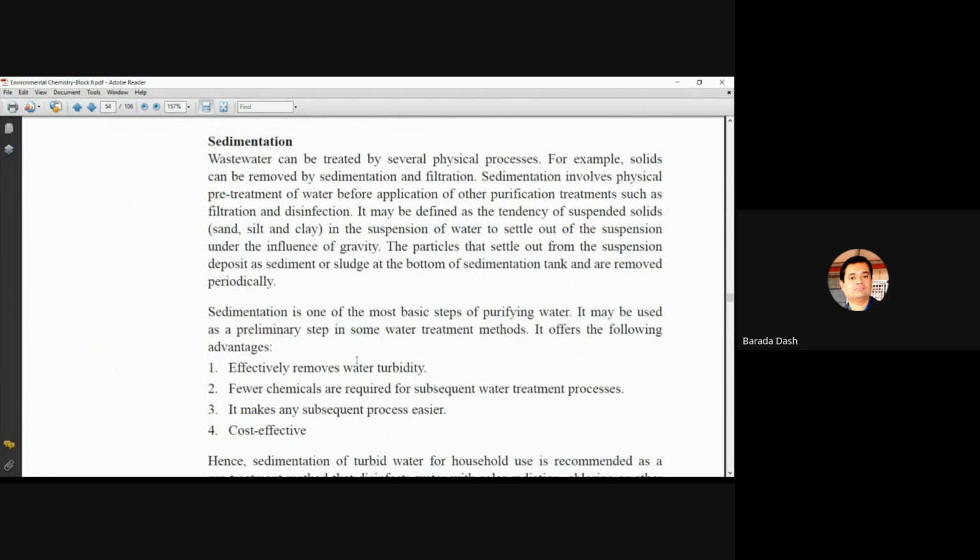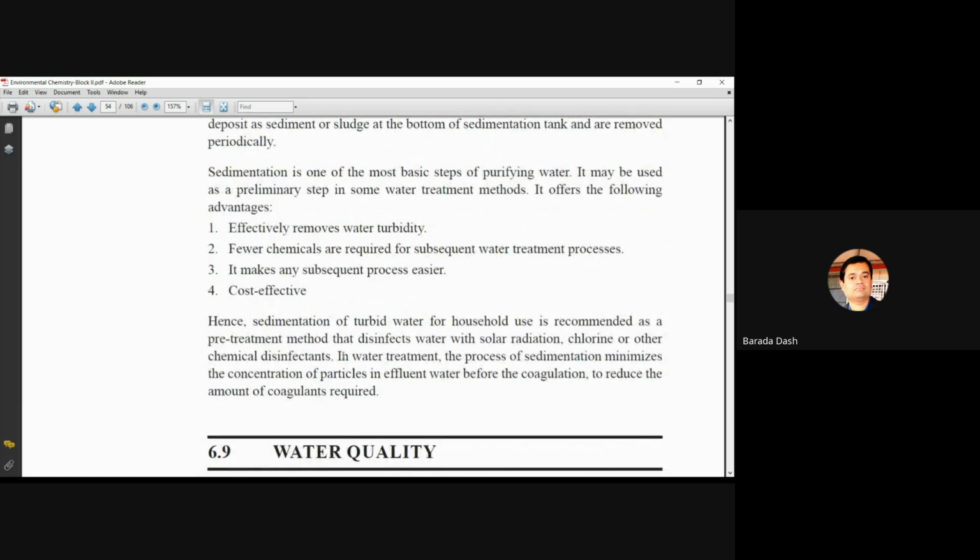Next is sedimentation. Wastewater can be treated by several physical processes. For example, solids can be removed by sedimentation and filtration. Sedimentation involves physical pre-treatment of water before application of other purification treatment such as filtration and disinfection. It may be defined as the tendency of the suspended solids in the suspension of water to settle out of the suspension under the influence of gravity. So that is called sedimentation. When the coagulants or flocculants are formed, the larger particles will settle down under the influence of gravity. Gravity has a tendency to pull everything towards itself.